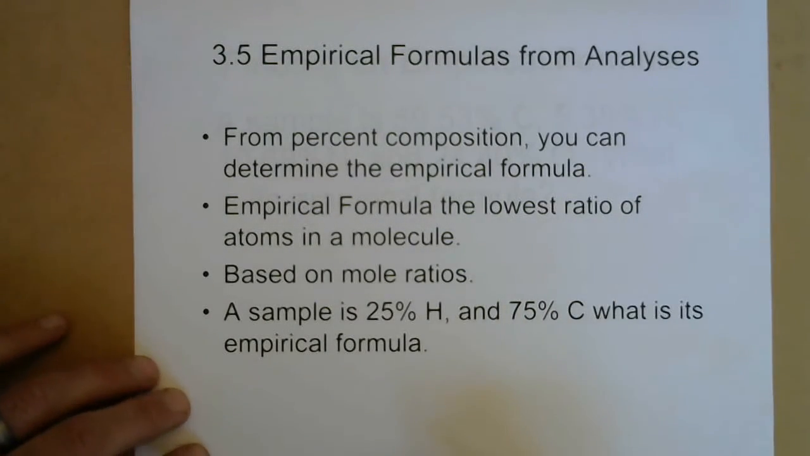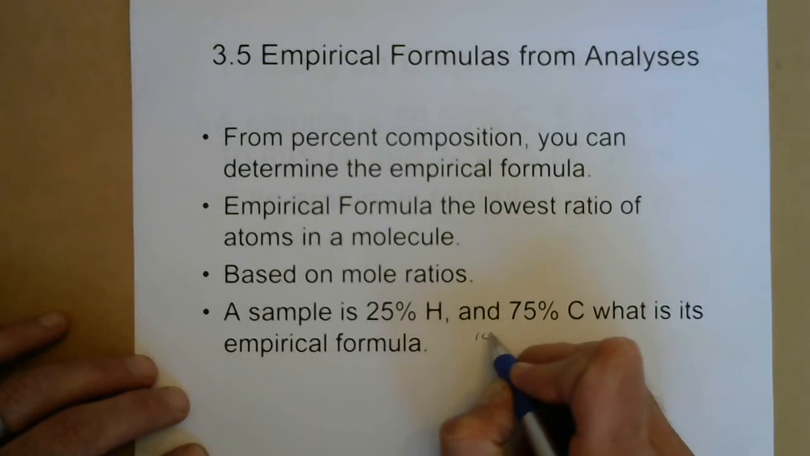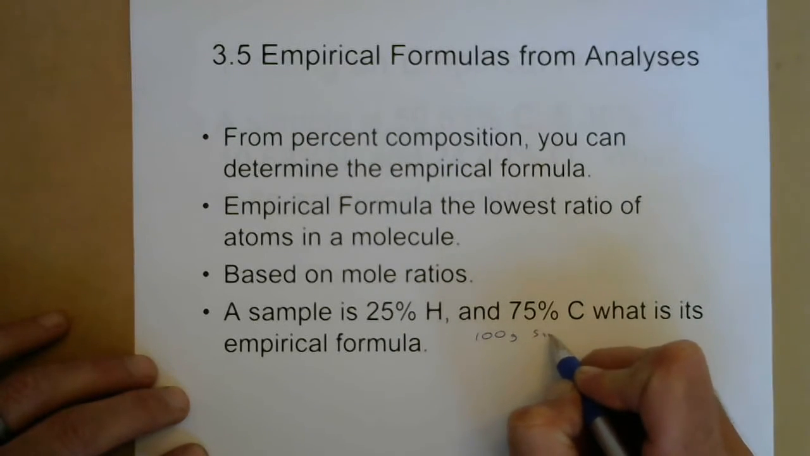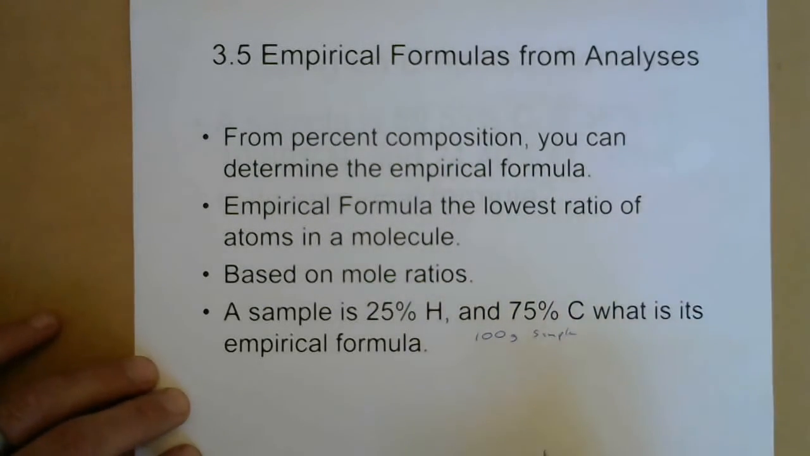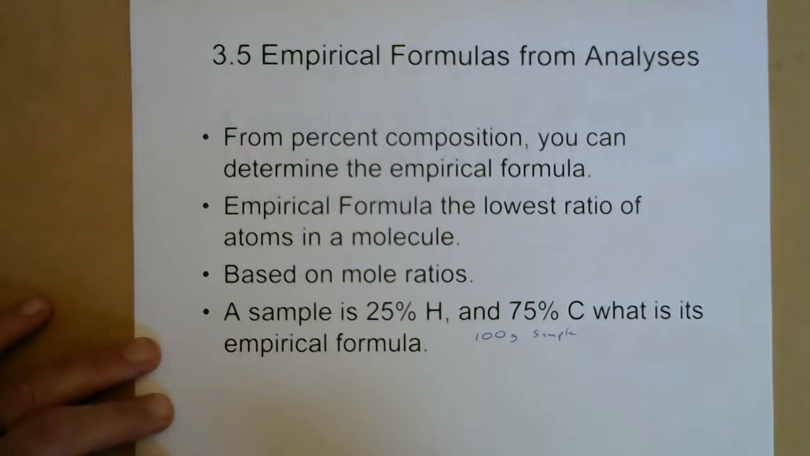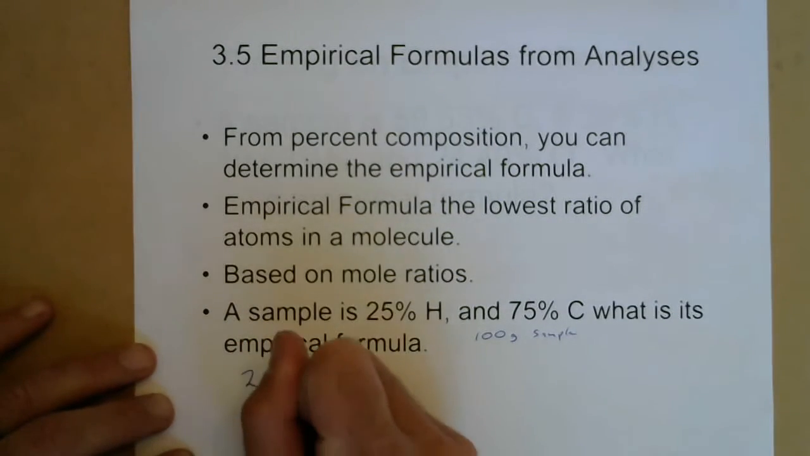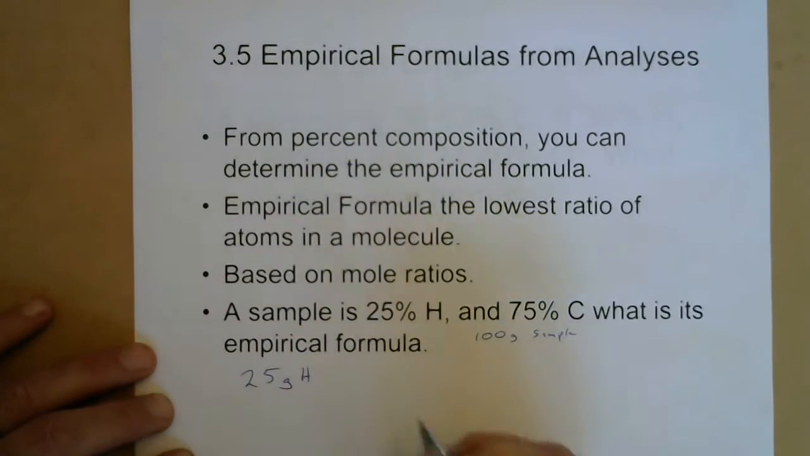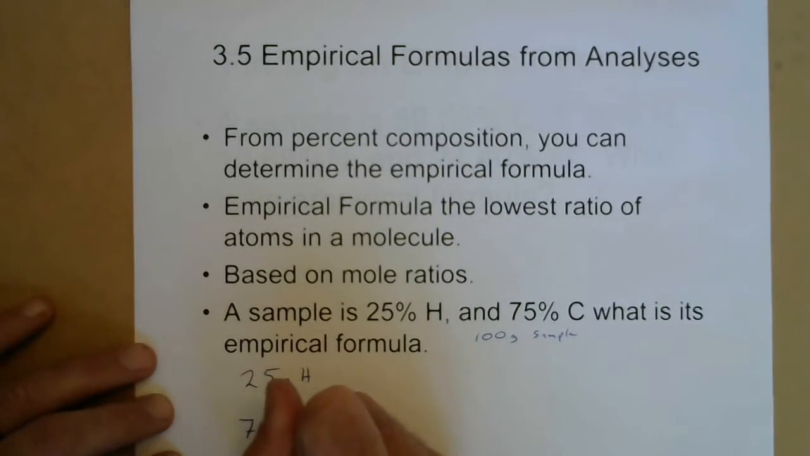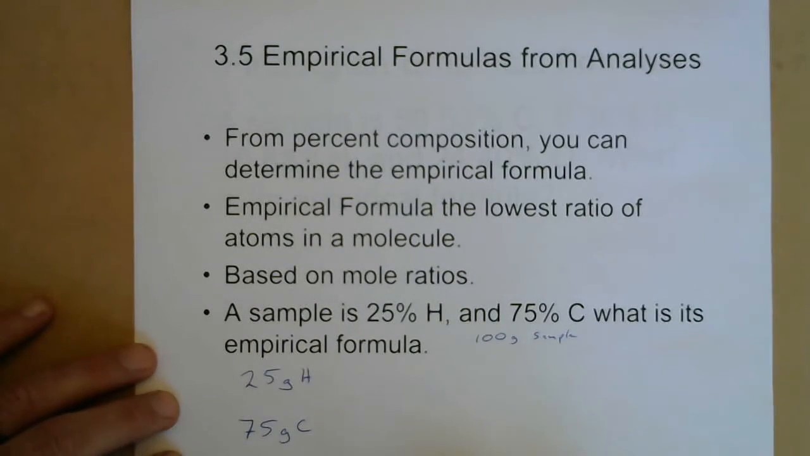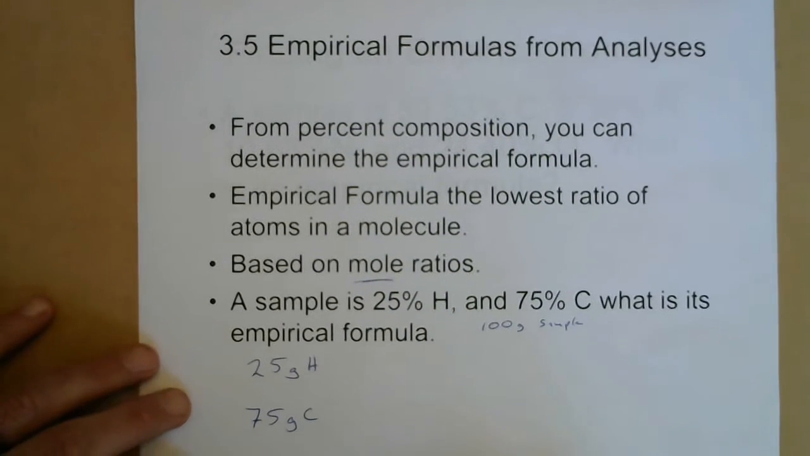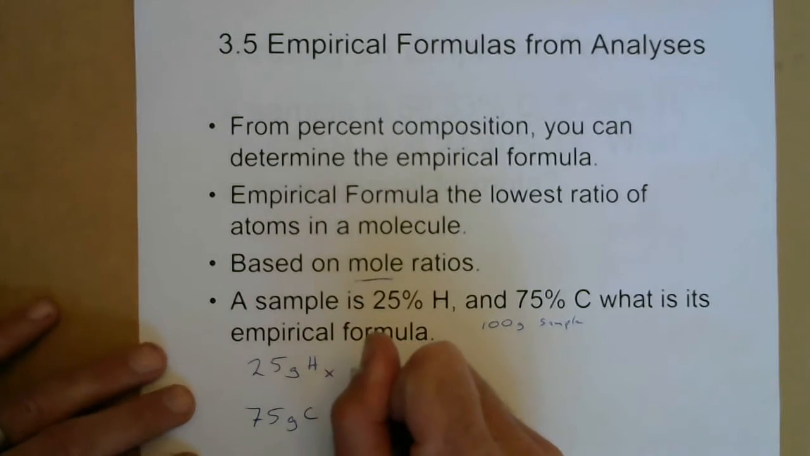Well, the easiest way to solve these questions is to assume that you have a 100-gram sample. If we assume that we have a 100-gram sample and 25% of it is hydrogen, then we would have 25 grams of hydrogen. And if 75% of this 100-gram sample were carbon, then we'd have 75 grams of carbon. All right, well, we know that empirical formulas are not by mass, but by number of moles. It's a mole ratio in the empirical formula.